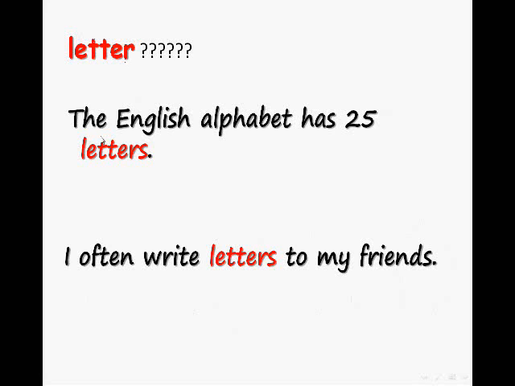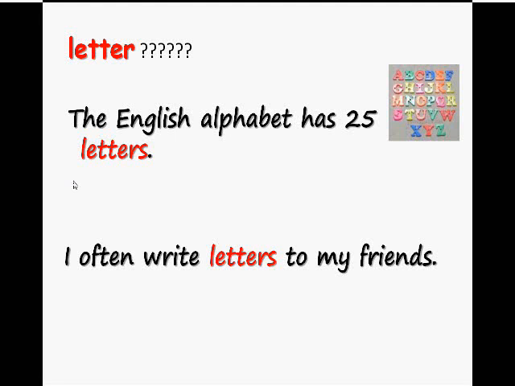Also the word letter. If I use the word letter as in the first sentence we have, the English alphabet has 25 letters. Or sorry, actually it's 26. And then I often write letters to my friends. Okay? Both letters in these two sentences are nouns. Okay? But each word has a different meaning. So here the English alphabet, of course these, A, B, C, D until Z, okay? These are the letters of the alphabets.